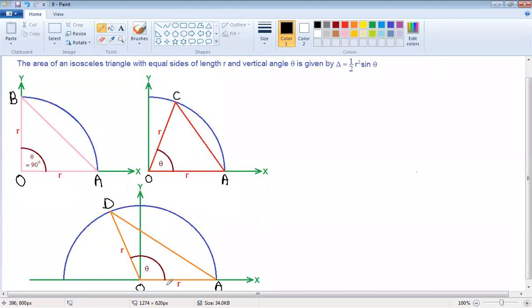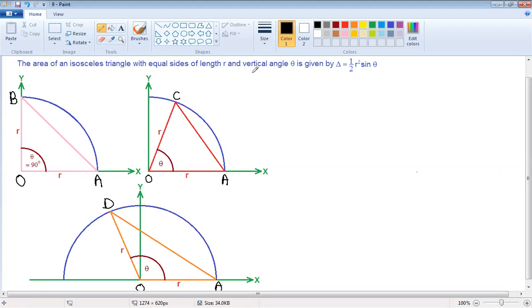So that's why yesterday I asked one of those problems, what can be the value of the vertical angle of an isosceles triangle? It can be acute, it can be 90 degrees, or it can be obtuse.